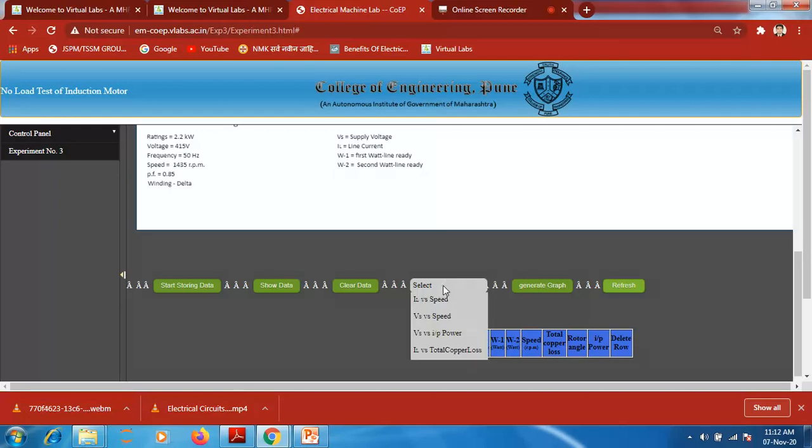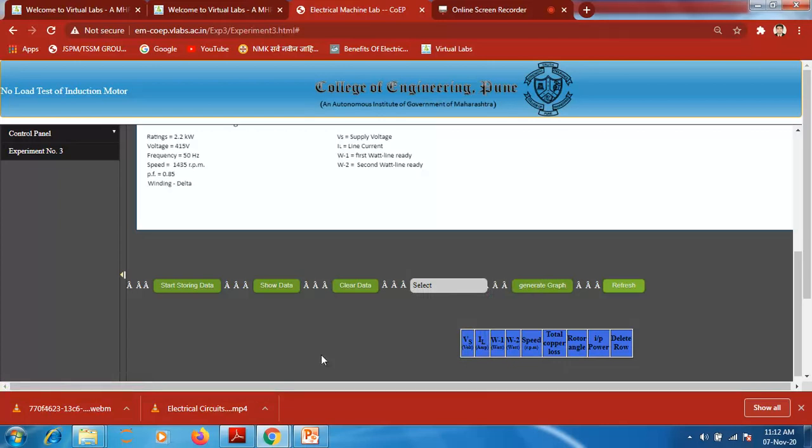Okay, and here we have to plot the different types of graphs. Here, IL versus speed, that is nothing but the current versus speed. Then the voltage versus speed. Then the voltage versus input power, and the current versus the total copper loss. So by taking the readings, and whenever we click generate a graph, it will generate a graph.